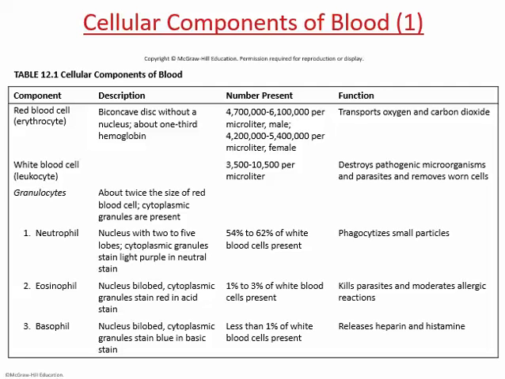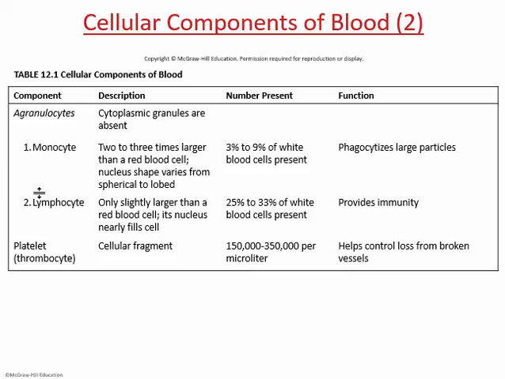So we have the red blood cells as biconcave discs, transport oxygen and carbon dioxide. The granulocytes, neutrophil, eosinophil, basophil, phagocytes, kills parasites, releases heparin and histamine. The agranulocytes, monocytes, which become macrophages, large particles, lymphocytes provide immunity. Platelets control blood loss.